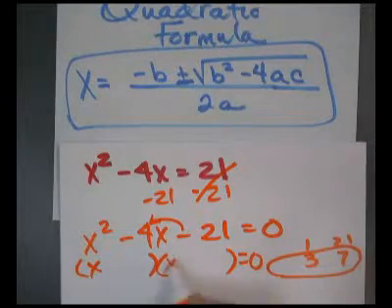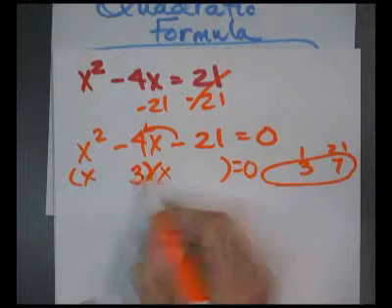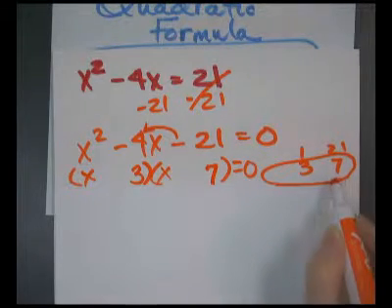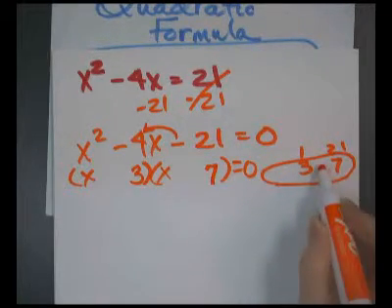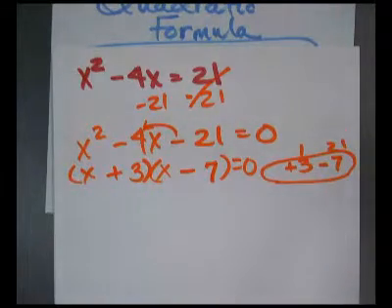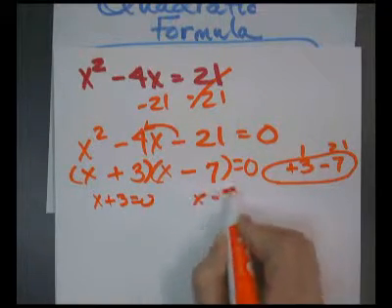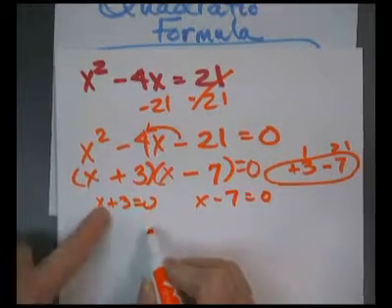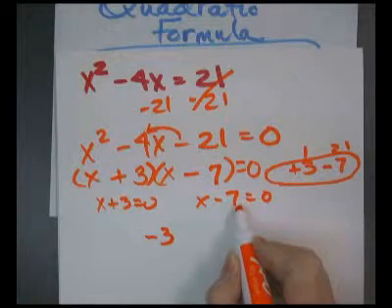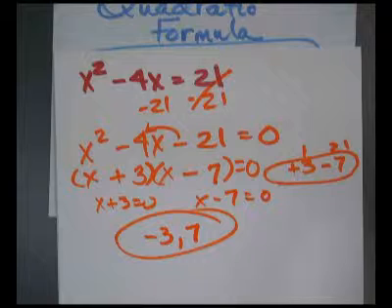So put your x's. And what are we going to do with the signs? The 7 will be negative, 3 will be positive. Okay, setting each factor equal to 0, we get a what? Negative 3 and a positive 7.